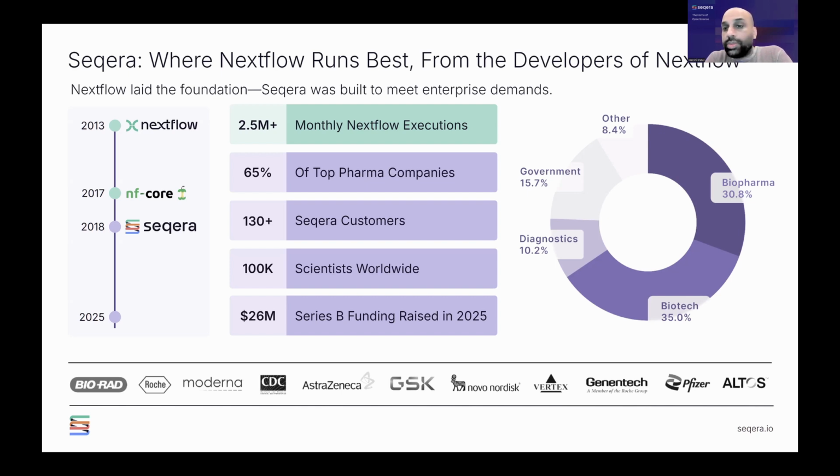So in terms of our customer base, we have a lot of small biotechs, mid-market customers, as well as larger enterprise customers, including almost two-thirds of the top 20 pharma. We've got over 130 customers. And as I mentioned before, we've also been used by a lot of government agencies, as well as academic institutions, in order to standardize the way that you're running Nextflow within your organizations through Seqera platform.